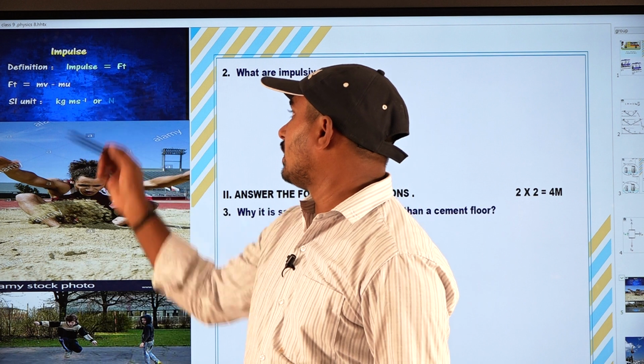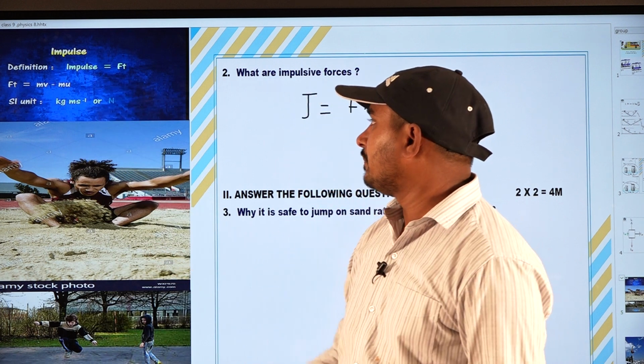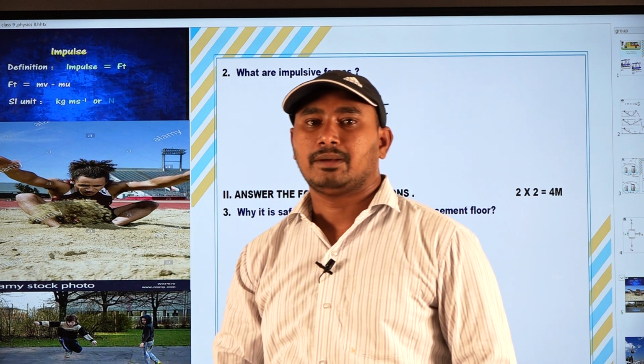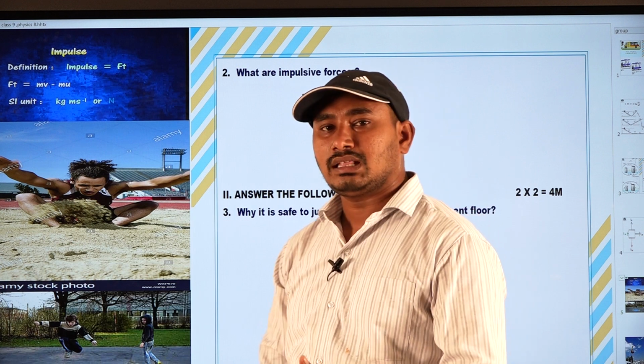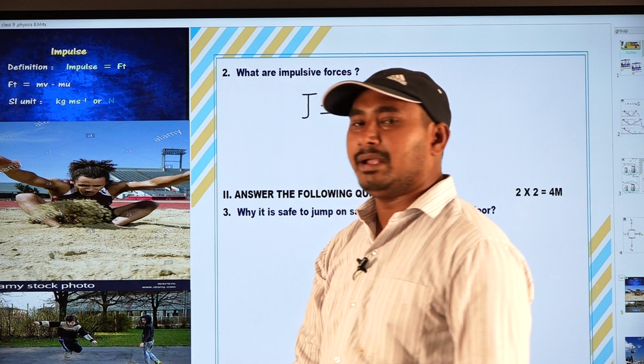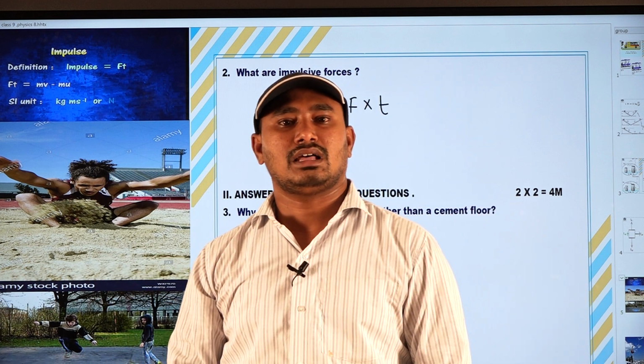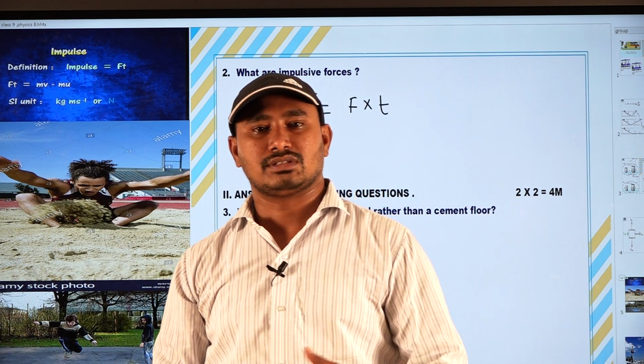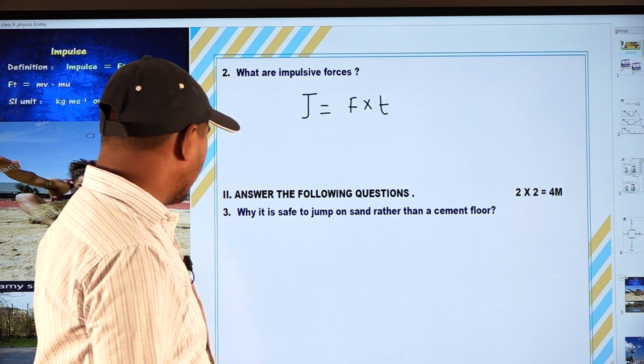See that here the formula: impulse is equal to F into time, or change of momentum, mv minus mu. Then what is the unit of impulse? You know very well, kg meter per second. So, that is the importance of impulsive forces. Next, coming to the third question.